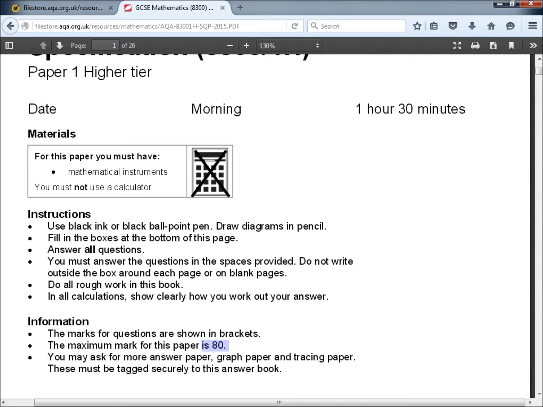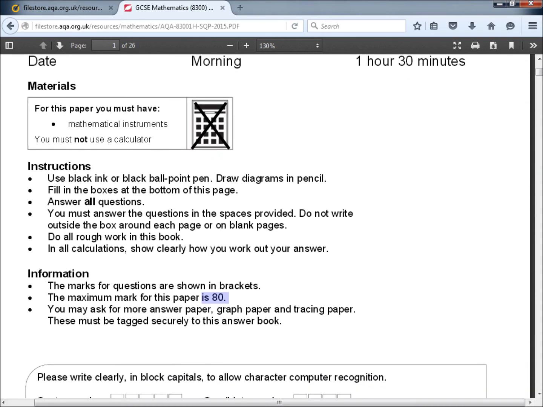Do not write outside the box around each page, or on blank pages. Do all rough work in this book. In all calculations, show clearly how you work out your answer. The marks for the question are shown in brackets. I would tend, after this calculation we just did, to look at those marks and decide that's how many minutes I'm going to need to answer the question.